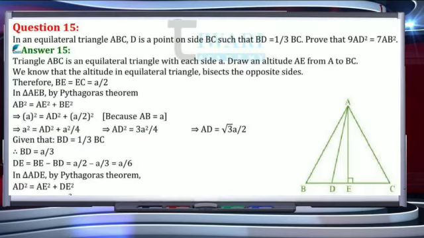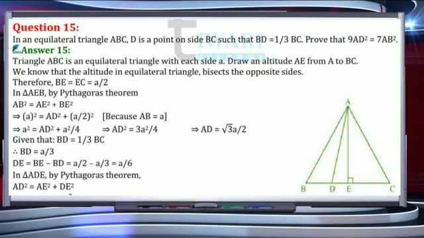Students, next question number 15 is: in an equilateral triangle ABC, D is a point on BC such that BD is equal to 1/3 of BC. Then prove that 9 times of AD square is equal to 7 times of AB square. Since it is an equilateral triangle, all three sides of this triangle will be equal. Again, you can see in the to-prove part that we require only AD and AB. So we have to replace BD in terms of BC and BC can be replaced in terms of AB. So let us see how the proof is.